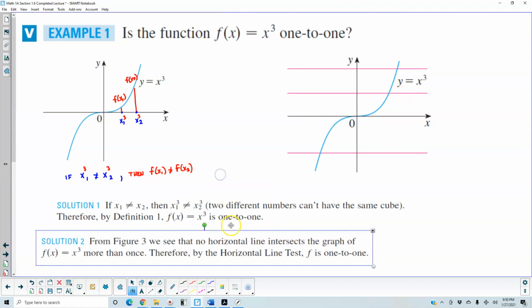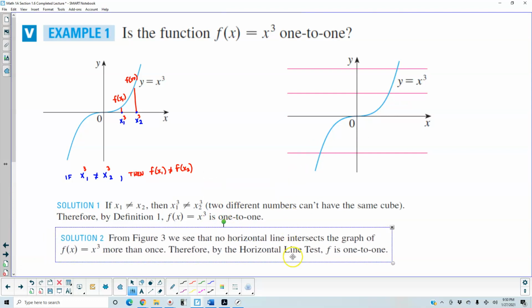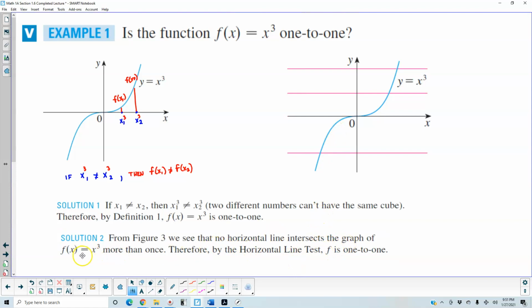So what it's saying here is that from this figure, we see that no horizontal line intersects the graph of f of x equals x cubed more than once. Therefore, by the horizontal line test, we can say that f is 1 to 1.